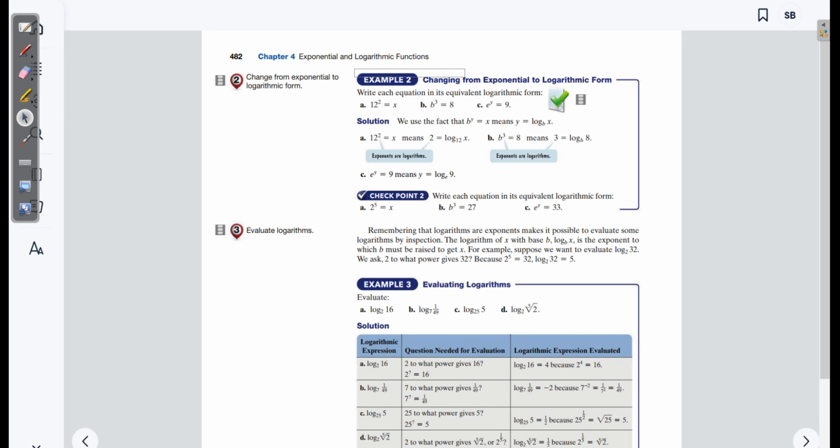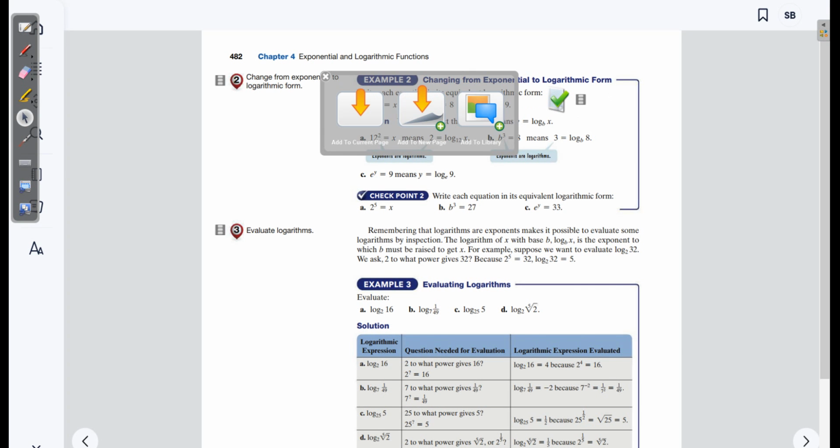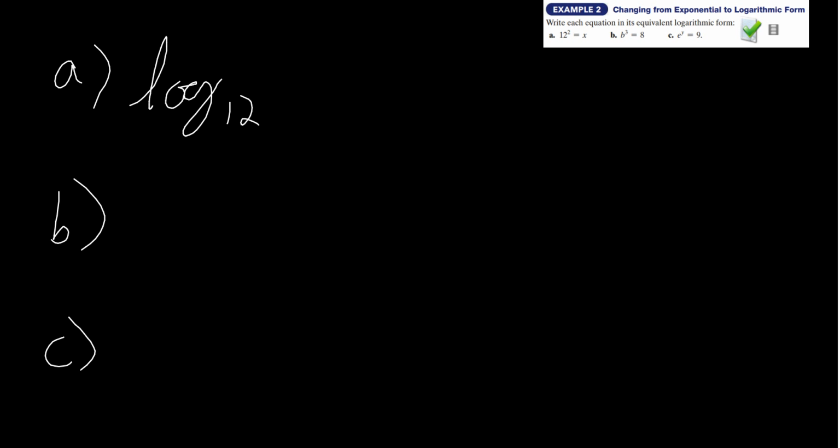All right, so now we're going to go from exponential to logarithmic. In example 1, we went from logarithmic to exponential. Now we're going to go from exponential to logarithmic. So again, I'll be using the same idea that we did on the very first page, kind of interchanging back and forth. We see the 12 is the base there, so we're going to say log base 12 of what? Of x, and that's going to be equal to the exponent, which is a 2. Then b, we have log base b of 8 is going to be equal to my exponent, which is 3.